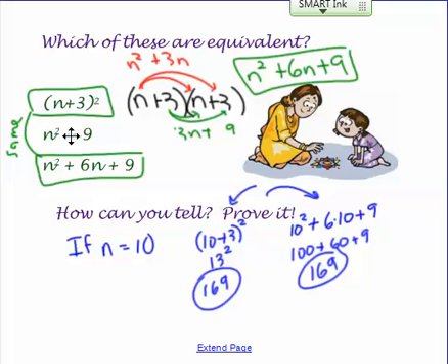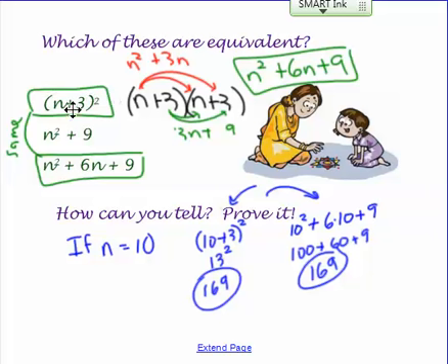And then the last one we did were, are any of these expressions equivalent? So we started off by just using 10, and for this one, 10 plus 3 was 13. 13 squared is 169. And the third one, 10 squared is 100, plus 6 times 10 was 60, plus 9 also gave us 169. So these were equivalent expressions because we got 169 when we substituted 10 for n. This one is not, though. 10 squared is 100, and 100 plus 9 is only 109.